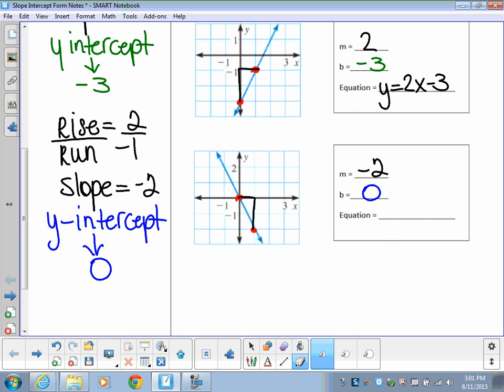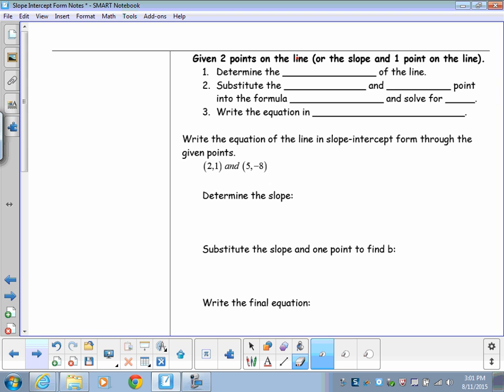So you use the information that you gathered and you write your equation. This particular equation is going to look like that. You can write y equals -2x. You do not have to write your b because your b is 0. So that is your equation: y equals -2x. Let's move to page 2, the second page of our notes.